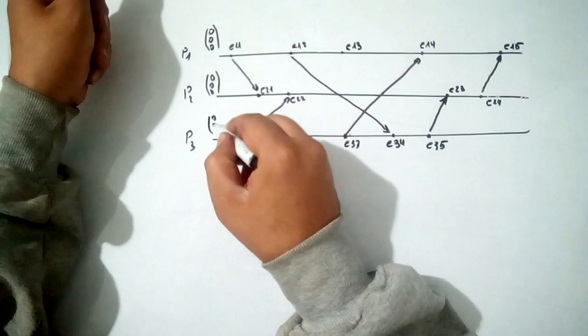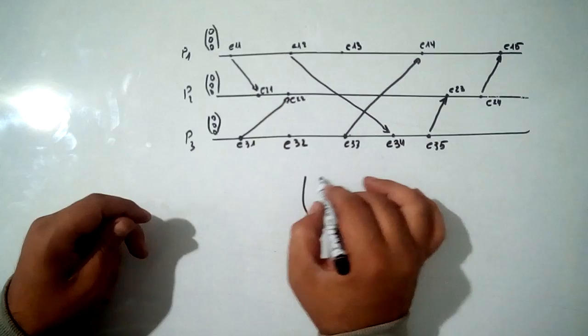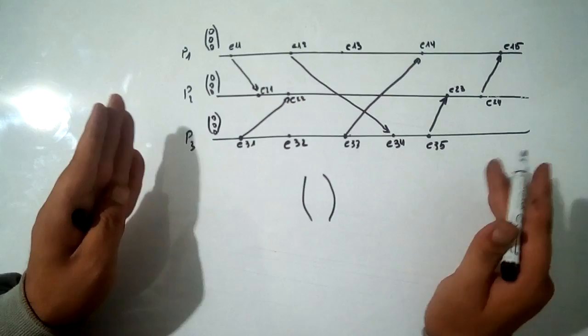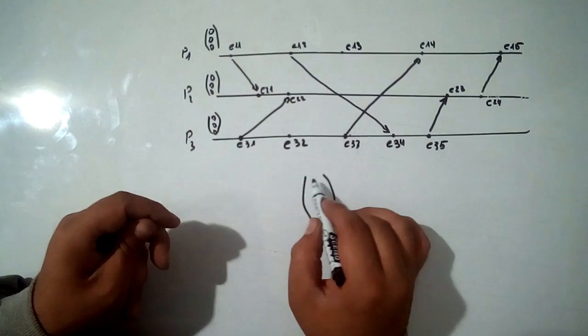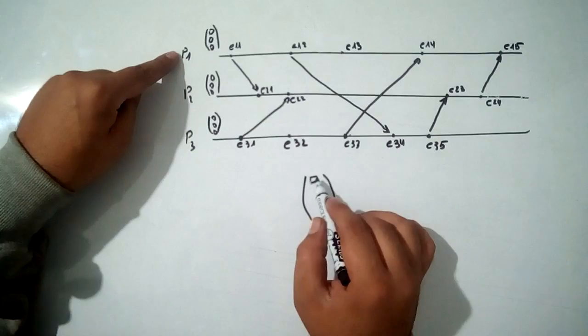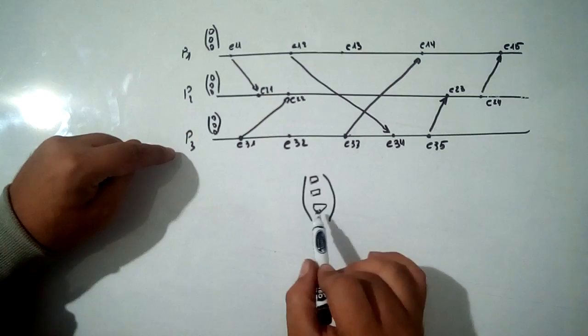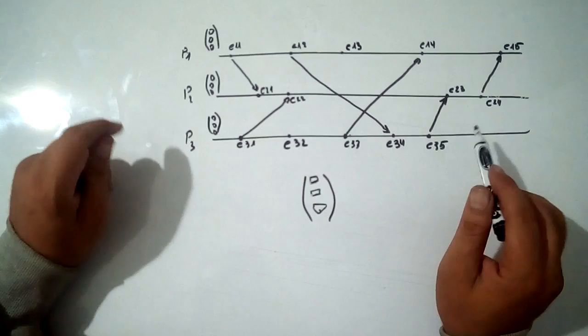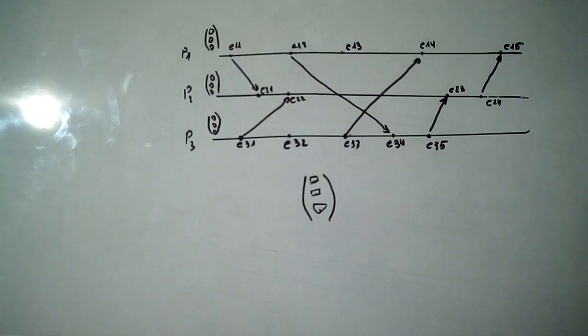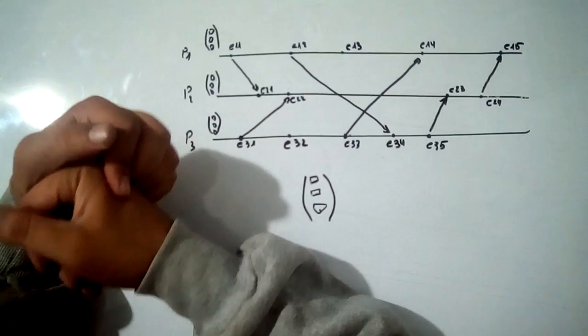The vectors hold the global clock. We have three processes, so we have three terms. The first term represents the timing of the first process, the second represents the timing of the second, and the third term represents the timing of the third process.